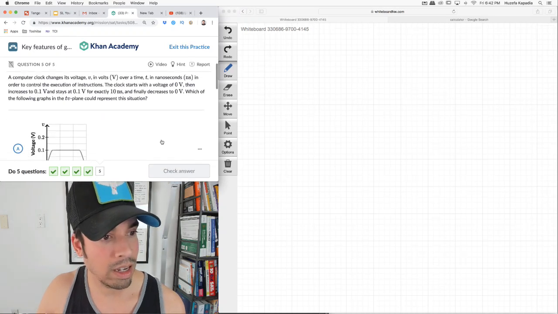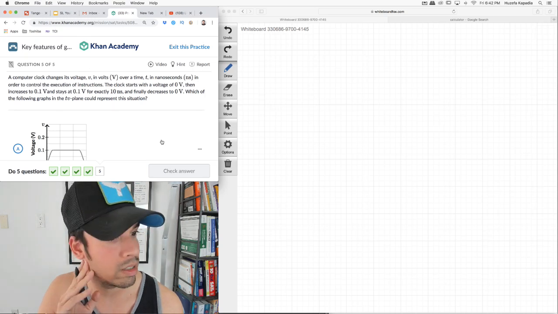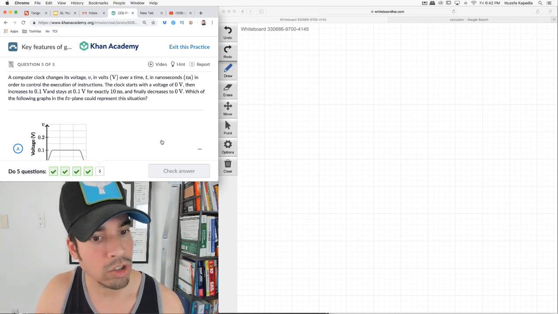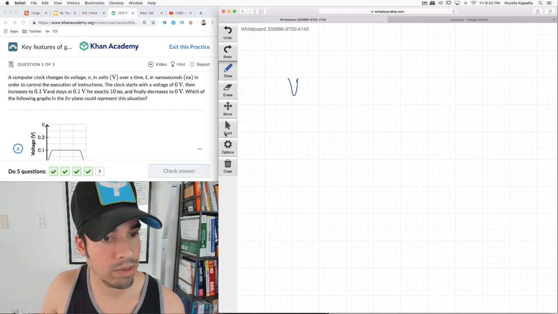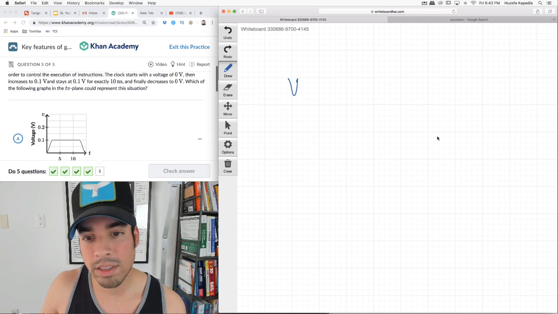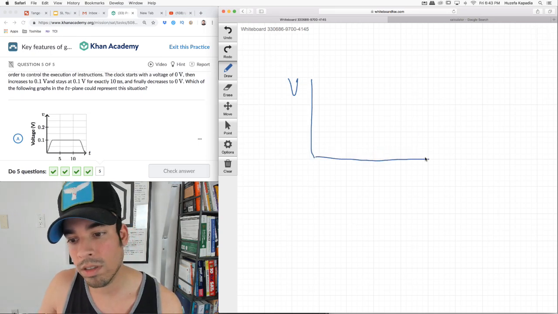Okay. Next, a computer clock changes its voltage V over time, T nanoseconds, in order to control the blah, blah, blah. The clock starts with a voltage of 0. So it looks like I can even see from this graph, it's voltage on the Y and T on the X, which usually we have. Time is always on the X.